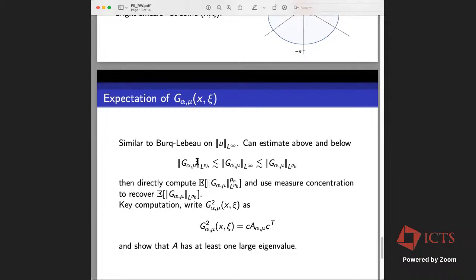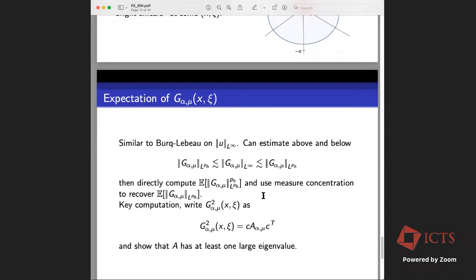And again, this is using the whole thing that everything is oscillating at frequency 1 on H. That's always underlying all of these arguments. So what we do is we then directly compute the expectation of the LP H norm to the power pH. You can just assume that pH is even because you want it to be large. It's a bit messy to write out, but this thing can be explicitly calculated.